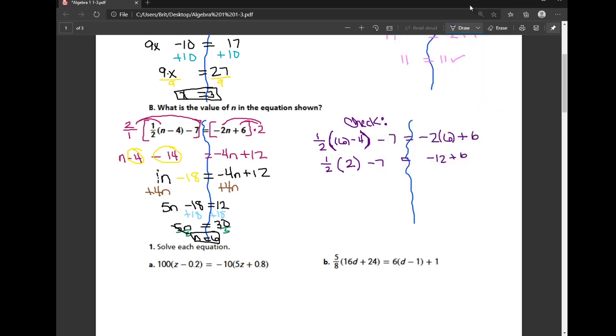Alright, so now I'm going to go ahead and finish my last bit of multiplication here. 1/2 of 2 is 1. So this side turns into 1 minus 7. Here on this side, I can keep it as -12 plus 6, or I can just combine them right away. So left hand side, 1 minus 7 is -6. Right hand side, -12 plus 6 is -6. So my check is good. Okay, that means that 6 was my actual solution.